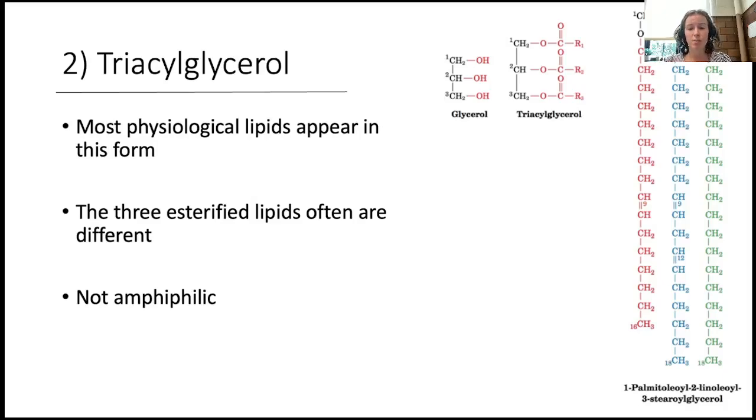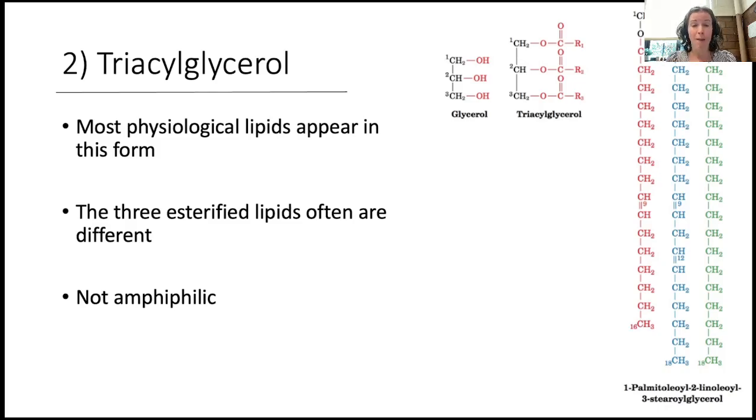So we just finished up talking about fatty acids. Let's cover the other three types of lipid that we want to be familiar with in this class. Up next, triacylglycerol. Why is this lipid called triacylglycerol?